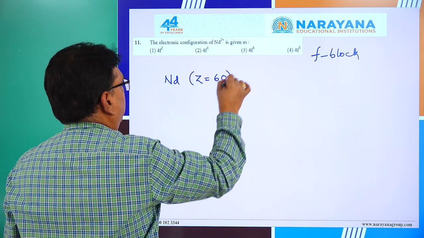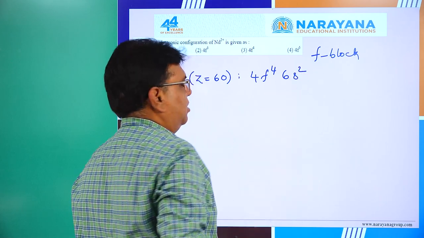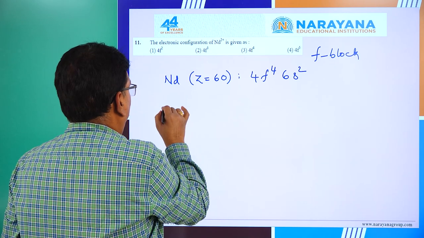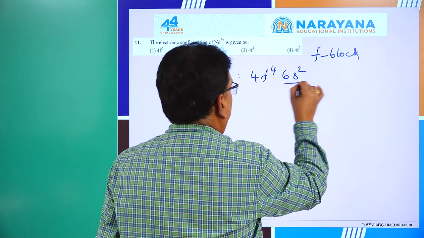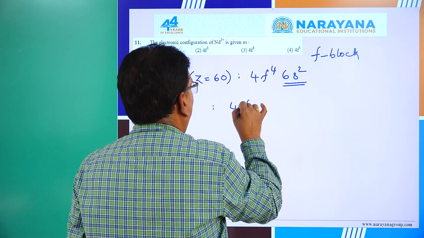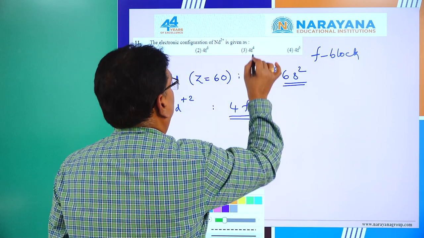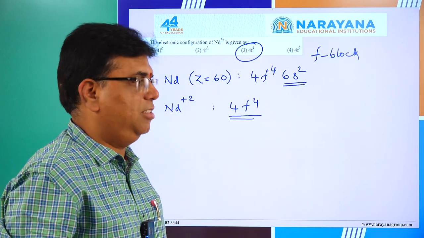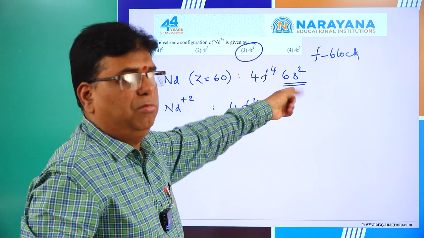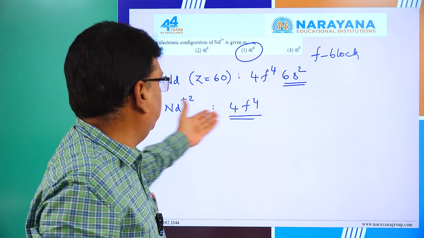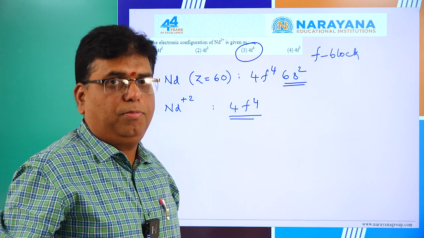Neodymium, atomic number 60, has the valency configuration of 4F4 6S2. Therefore, neodymium plus 2 has the configuration where these two electrons are removed. So, 4F4 will be its configuration. So, the answer is this. F4 is the answer. Straight question, electronic configurations, neodymium, atomic number 60. If we know very well how to write the configuration, 4F4 6S2, then for plus 2, when you remove 2 electrons, you remove them from the 6S. So, the remaining is 4F4, okay.